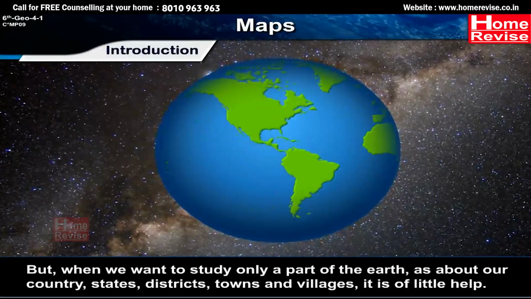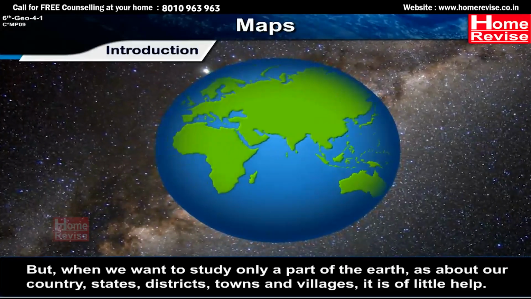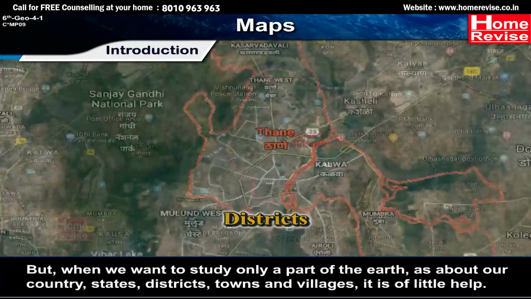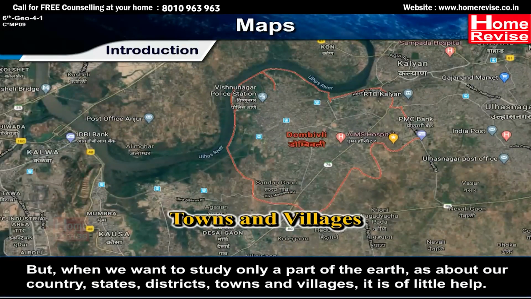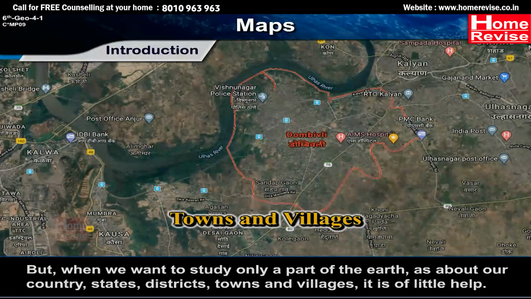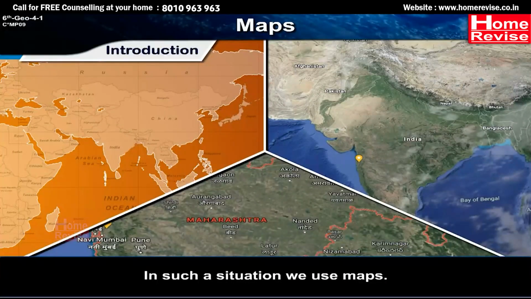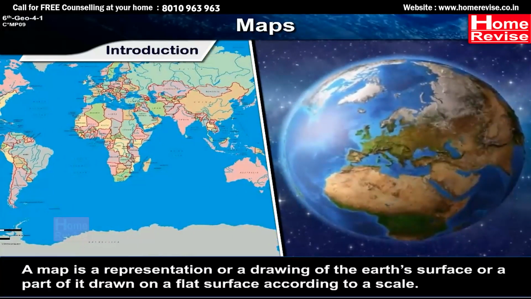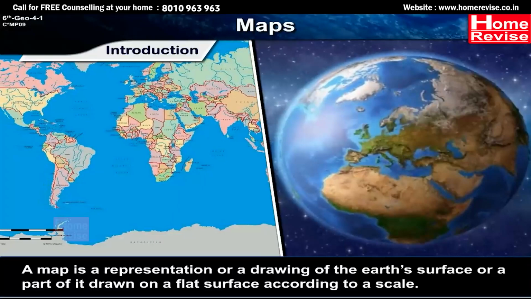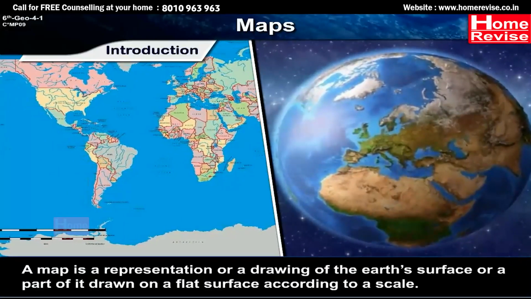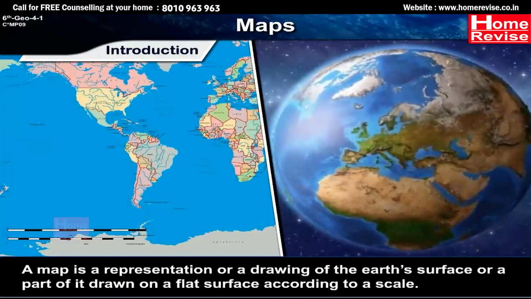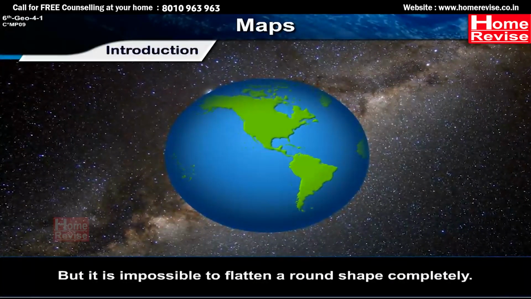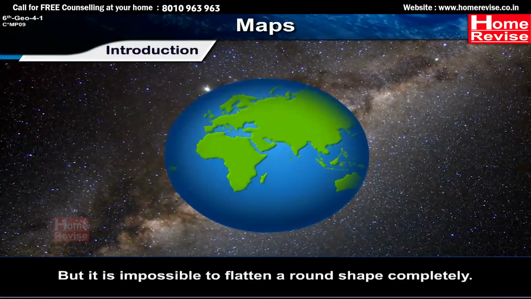But when we want to study only a part of the earth, such as our country, states, districts, towns and villages, it is of little help. In such a situation, we use maps. A map is a representation or a drawing of the Earth's surface or a part of it drawn on a flat surface according to a scale. But it is impossible to flatten a round shape completely.